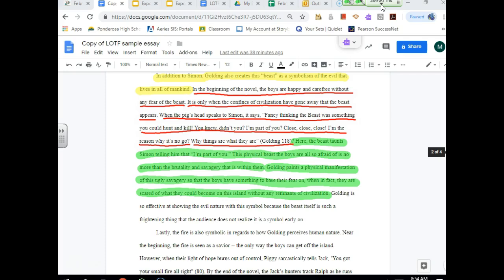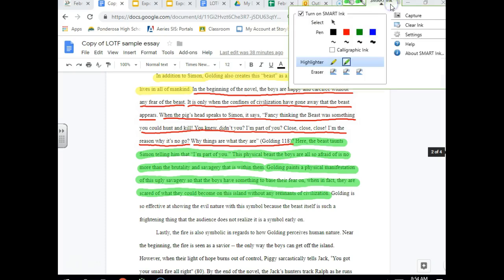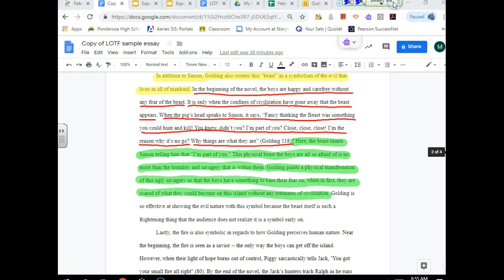You guys have to explain the quote, right? You can't let it speak for itself. What's my last color? Blue. Aiden, what's the last thing? Concluding sentence, right? Good job. Golding is so effective at showing the evil nature with the symbol because the beast itself is such a frightening thing that the audience does not realize it is a symbol early on.